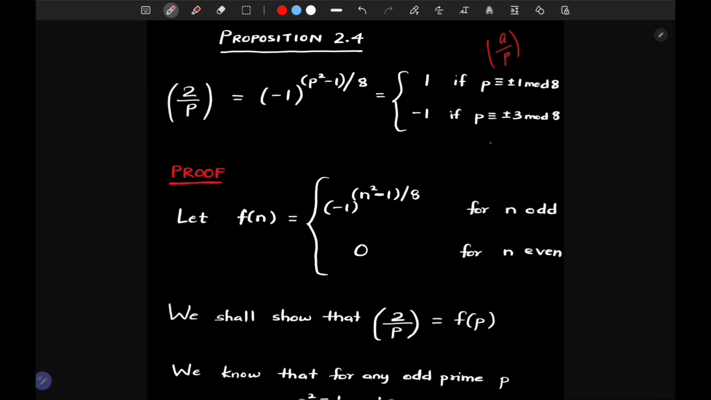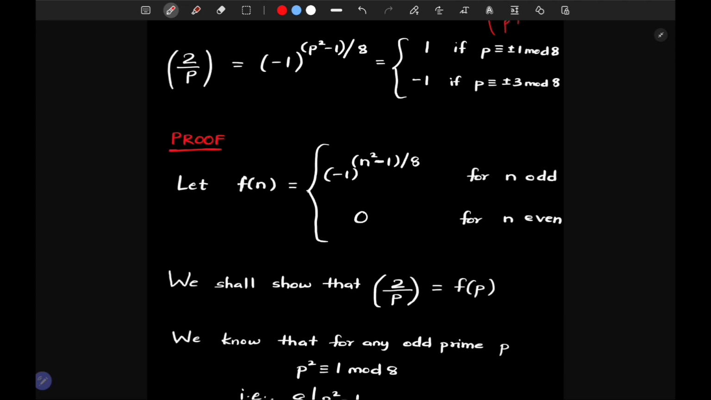Here note that p is an odd prime, that is, p is a prime greater than 2. So if I take p equals 11, we know that 11 is congruent to 3 mod 8. Therefore, (2/p) takes the value -1 if p equals 11. If I take p equals 7, we know that 7 is congruent to -1 mod 8. Therefore, (2/p) takes the value 1.